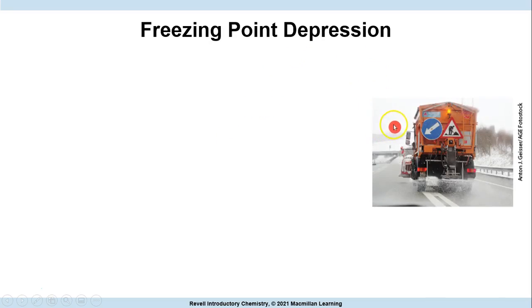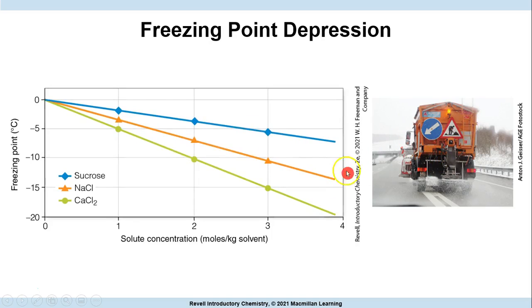Now, what happens as a practical example is that in winter, we always see the trucks here pouring salt on our roads. In a minute, I'm going to explain to you what that salt does. So looking at this graph here, we see that the first in blue is sucrose, the second in orange is sodium chloride, and the third is calcium chloride.